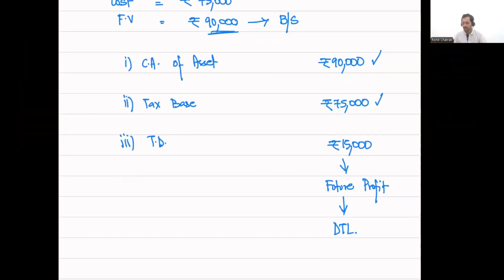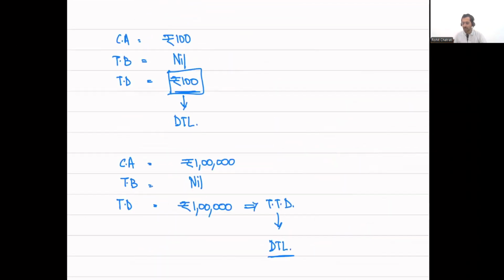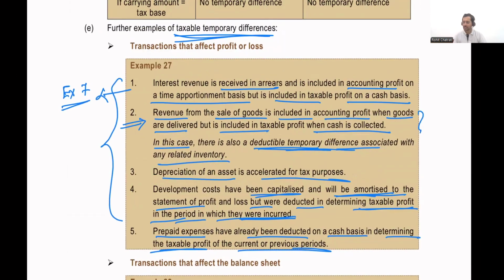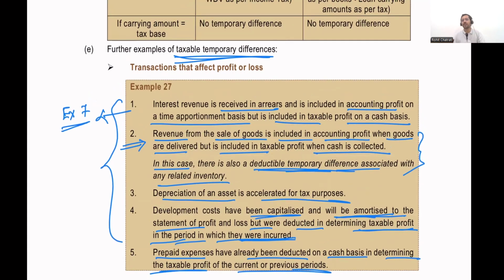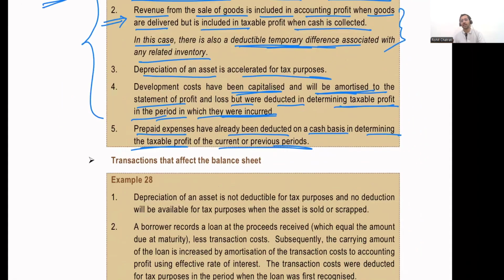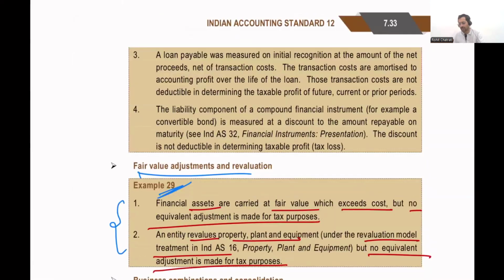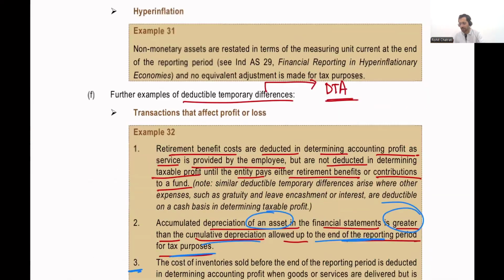All right, we actually covered a case where, let us say, debtors are going to be taxed on a cash basis. In such a case, we discussed that inventory will actually also have a deductible temporary difference. On debtors, we are going to have a taxable temporary difference, but on inventory, we will have a deductible temporary difference. The debtor section is covered under the taxable temporary difference example. The inventory is covered under example number 32 that we are doing now.